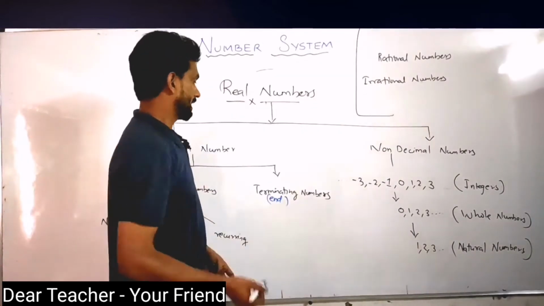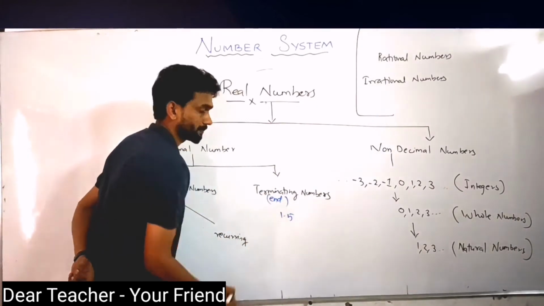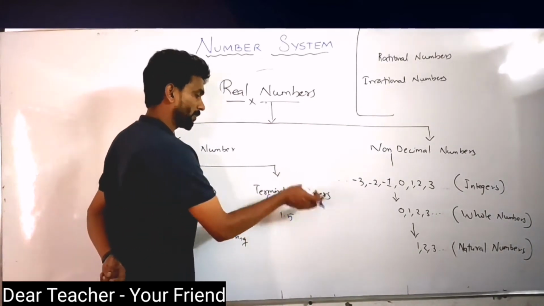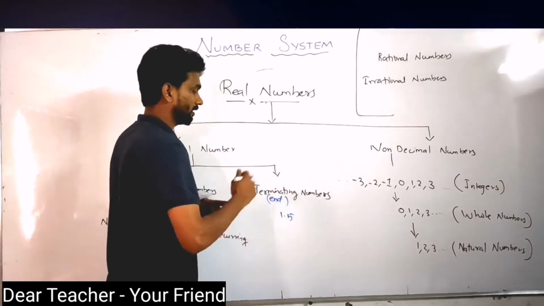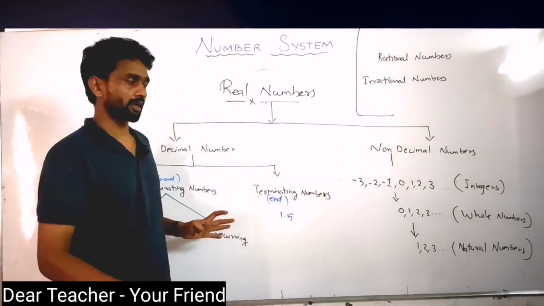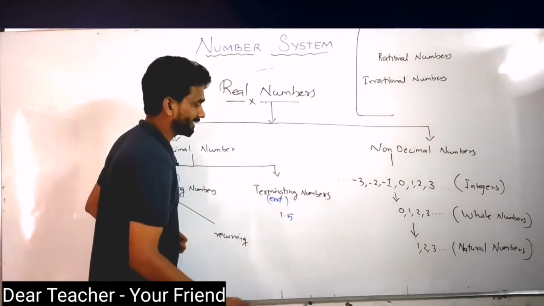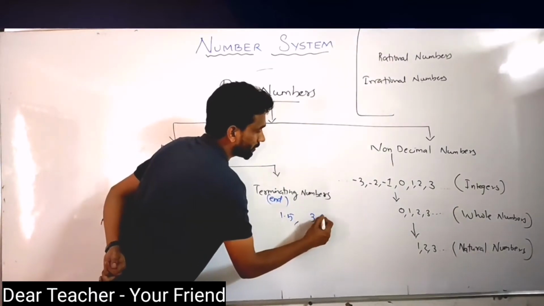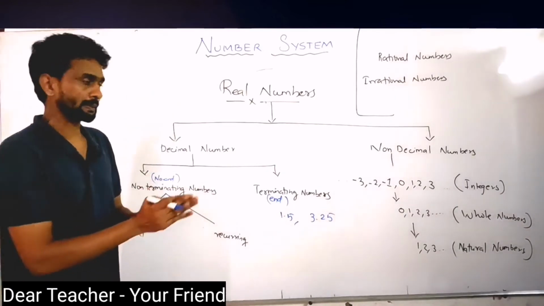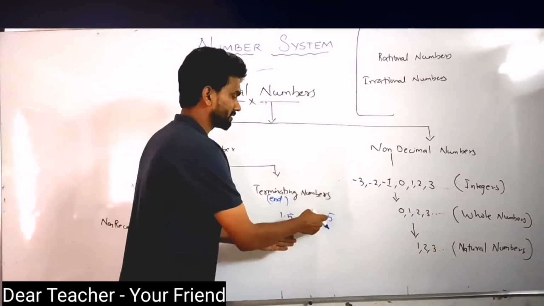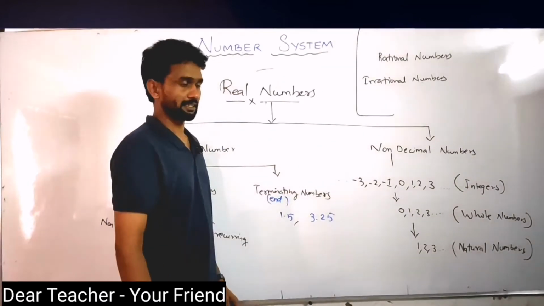Look at this. Terminating number. Here I am going to write some examples. 1.5. Yeah, we know 1.5. After the decimal, the next digit is 5. And is there any continuation for that? No continuation. So we can write 1.5 as an example of terminating decimal number. Another example, 3.25. See, look at that. 3, after 3 the decimal. After decimal, we have the digits 25. It's a terminating decimal number.